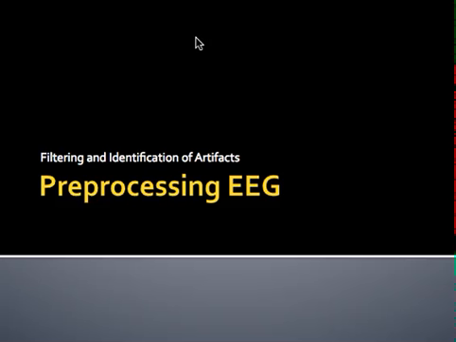In this slide, or in this series of slides, we're going to talk about pre-processing the EEG. And when we pre-process the EEG, we mainly are talking about two things. We're talking about some filtering, and we're talking about the identification of artifacts, and hopefully the removal of some of these artifacts.